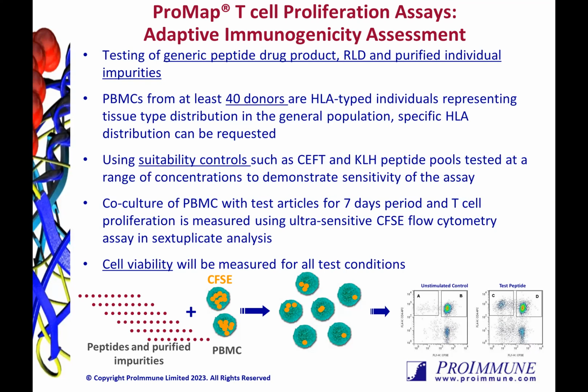We use suitability controls such as CEFT and KLH peptide pools tested at a range of concentrations to demonstrate sensitivity of the assay. PBMCs are co-cultured with test articles at pre-agreed final concentrations, and T-cell proliferation is measured at the end of 7 days using an ultra-sensitive CFSE flow cytometry assay in 6 replicates. Cell viability will be measured for all test conditions.